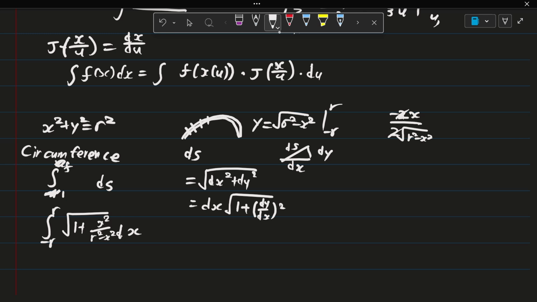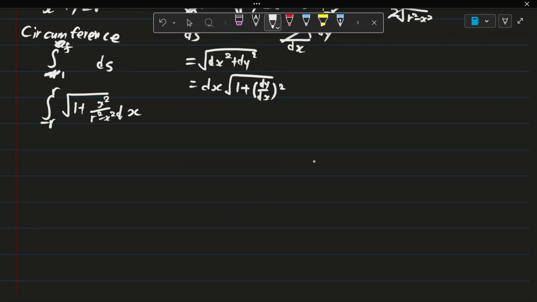So this will simplify into, so we could just do the integral again. The integral from negative r towards r of r over the square root of r squared minus x squared. And everything is multiplied by 2.